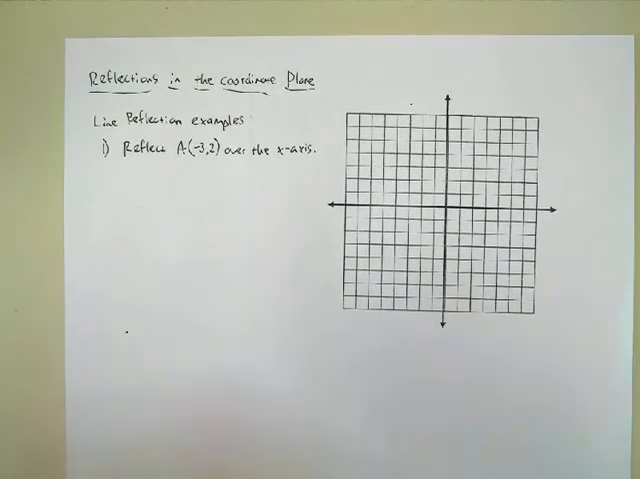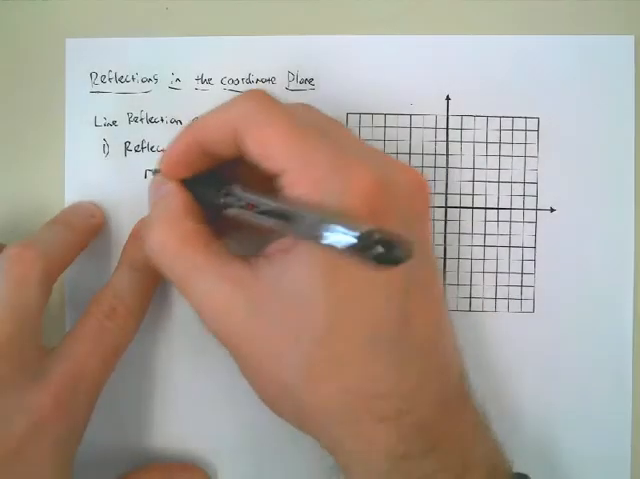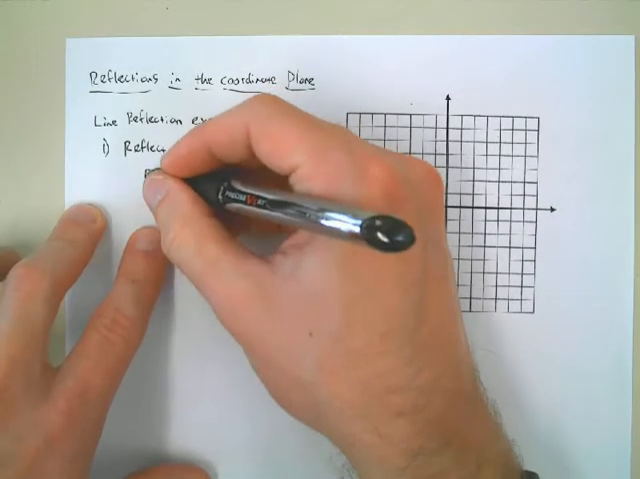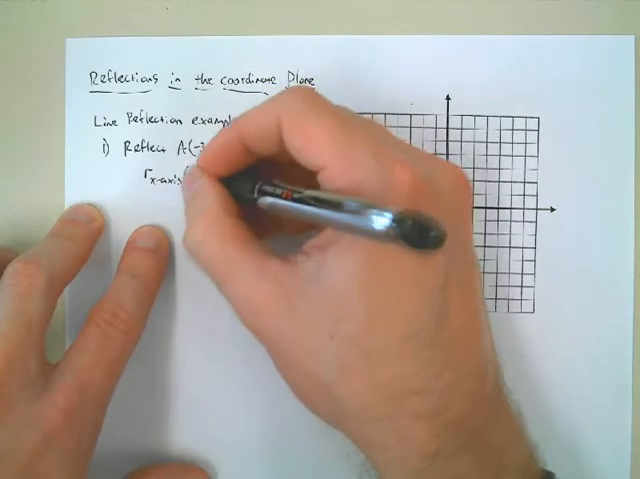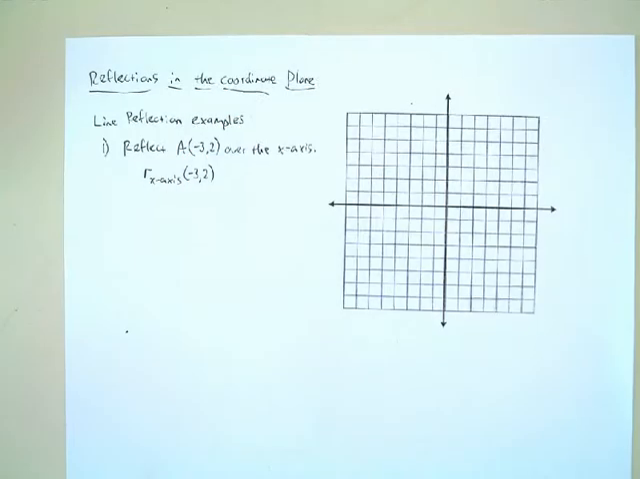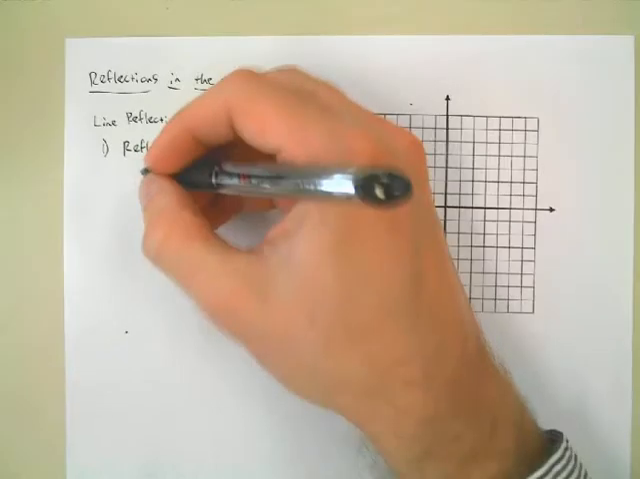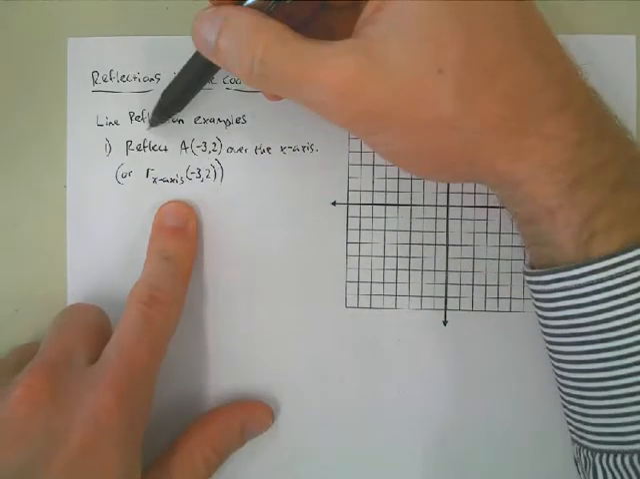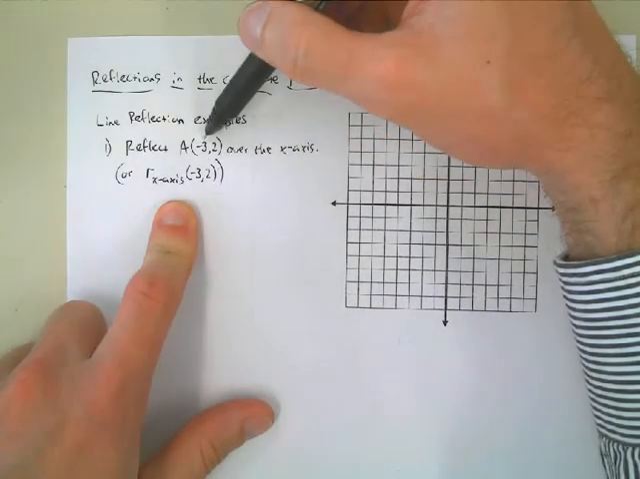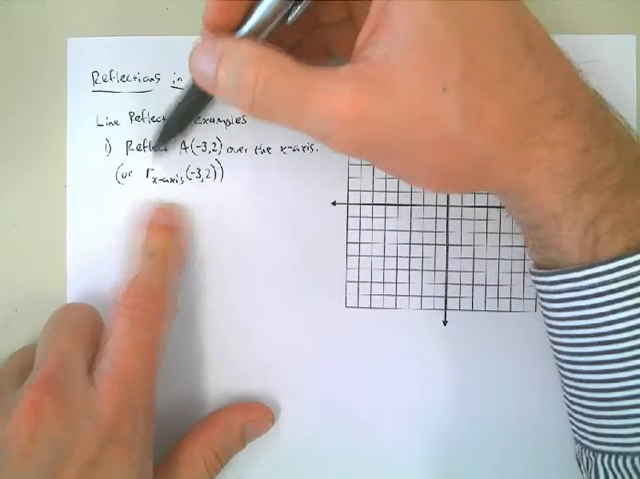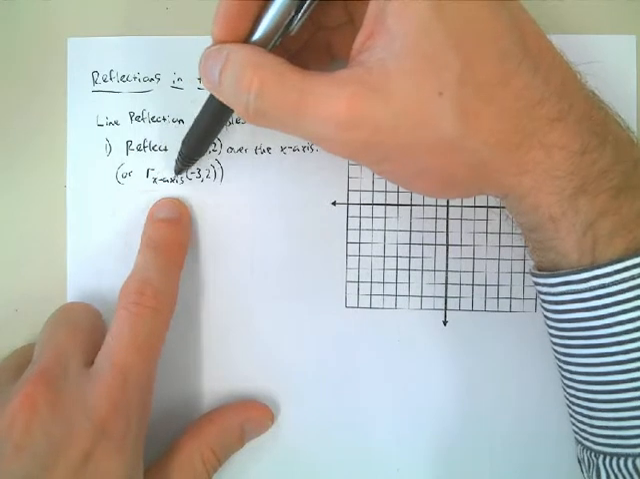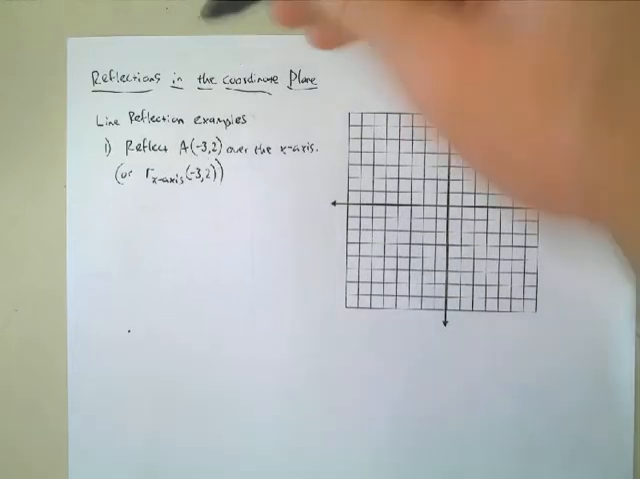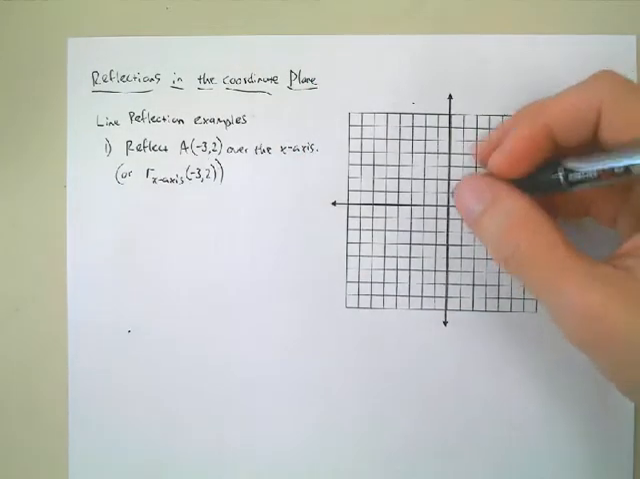We can just write an R and then put a little x for the x-axis. So this stands for reflection over the x-axis, and we can put our point right there, -3, 2. Maybe I'll put that in parentheses. We can either write out the words, reflect point A that has coordinates -3, 2 over the x-axis, or we can use this. R stands for reflection, x stands for over the x-axis, and then -3, 2 is our point we're going to reflect. So let's first of all graph A, which has coordinates -3, 2.